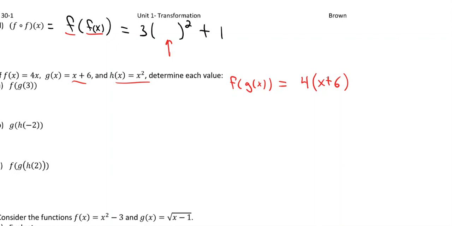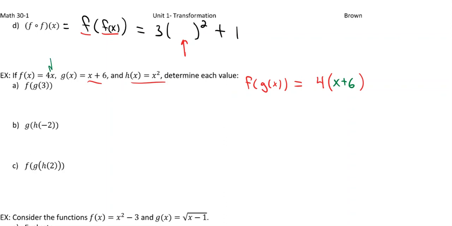All I did here, maybe I'll make them different colors again. The red part was my 4x, and then the x plus 6 was my g of x. So I just put one into the other. Now it just wants to know what f of g of 3 is. Well, same as what we have been doing, we're just going to put 3 in place of x there. So that would just be 4 times 3 plus 6. So that's just going to be 4 times 9, so 36.